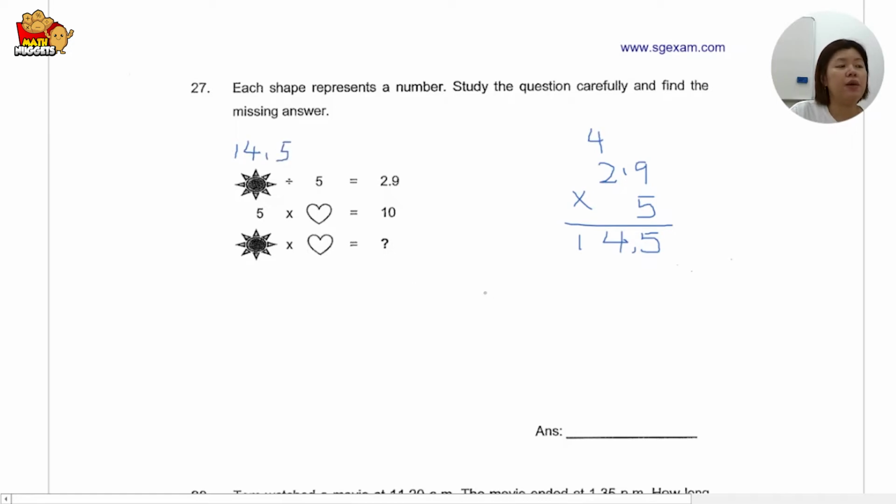Okay, and then the next one, 5 times a heart shape equals to 10. Means if I make it do the opposite way, it will be 10 divided by 5, which will give me 2. So means this is 14.5 and this is 2. Okay, and the value will be, let's do the working, 14.5 times 2.